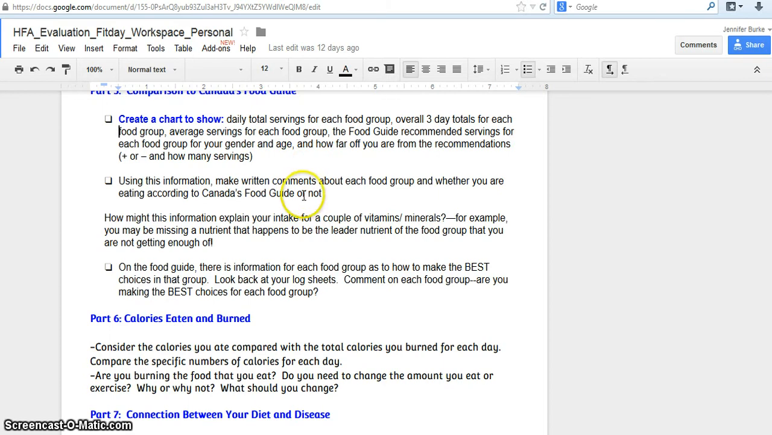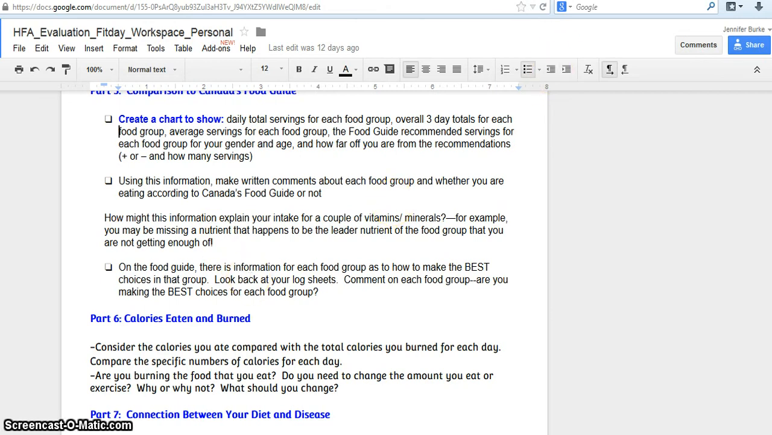You're going to comment on every food group. Are you over or under? Then, how does this relate to one of your vitamins or minerals? So for example, if you're not getting enough calcium and your milk and alternatives numbers are also low, this is not a coincidence. It makes sense that that would be true.